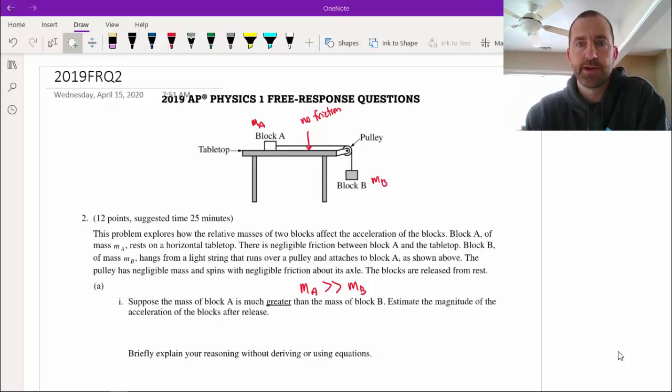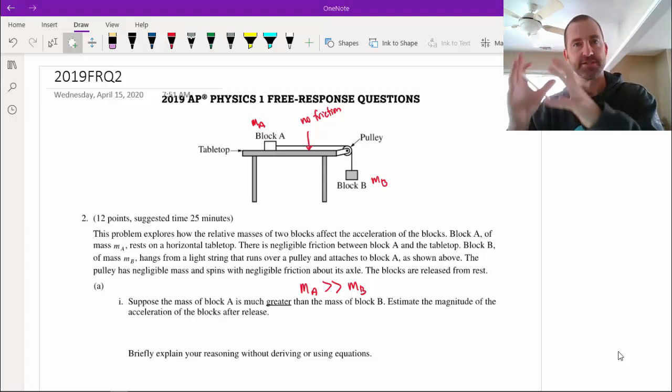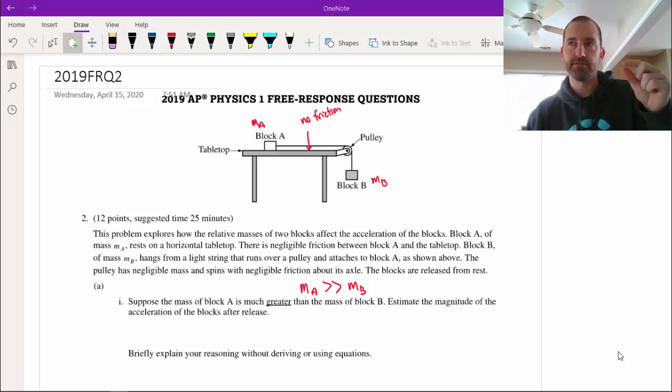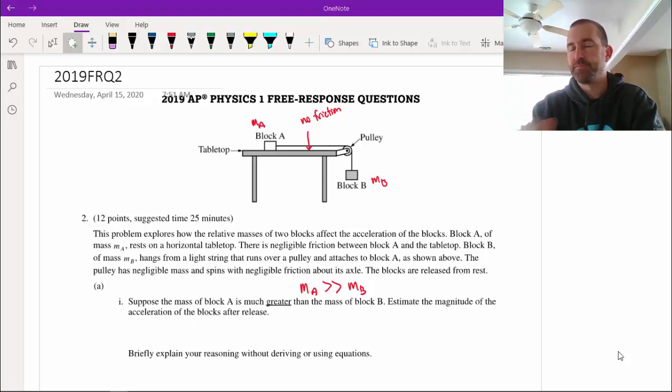So you'd imagine that MA on the tabletop is 100 kilograms, and it's like a human being, right? Like I'm 90 kilograms or more maybe. But it's a lot of mass up there, and even though it's on a frictionless surface, it's still a lot of inertia. And if MB is like a paperclip, well, the weight of a paperclip trying to pull a whole human being, even on a frictionless surface, probably isn't going to do much. So they say estimate the magnitude. That just means ballpark. So you could guess a number, but why guess a number when you can say that it's pretty much close to zero?